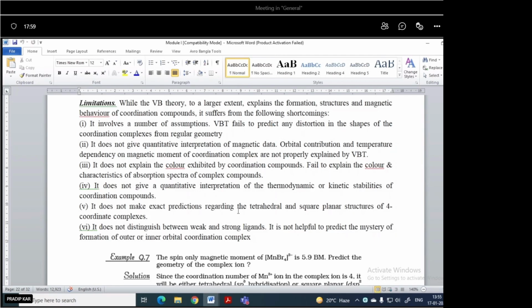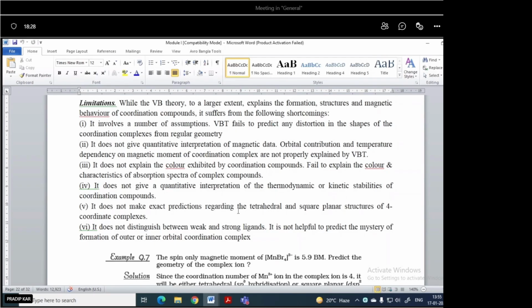Here we are only saying that it is either paramagnetic or diamagnetic, but prediction of the value from this is not possible. So to calculate the accurate value, we have to go and discuss the other theories, that is crystal field theory and ligand field theory.